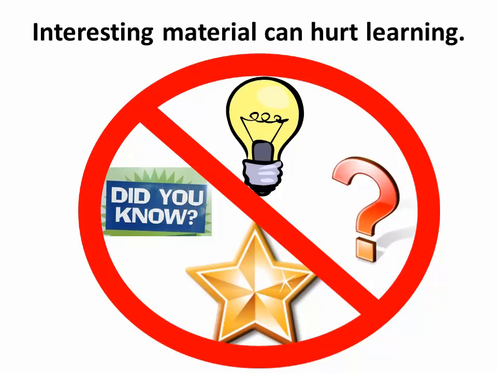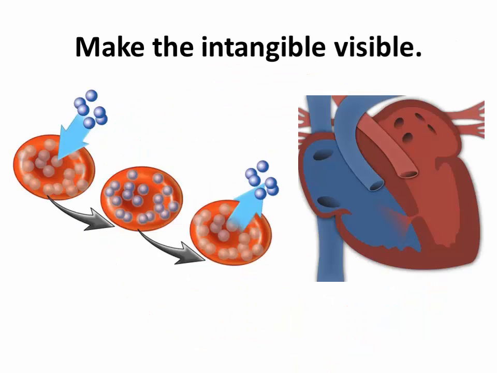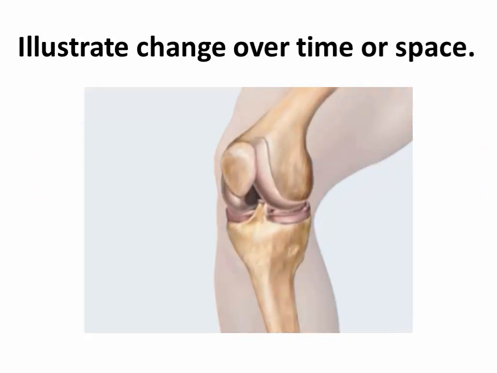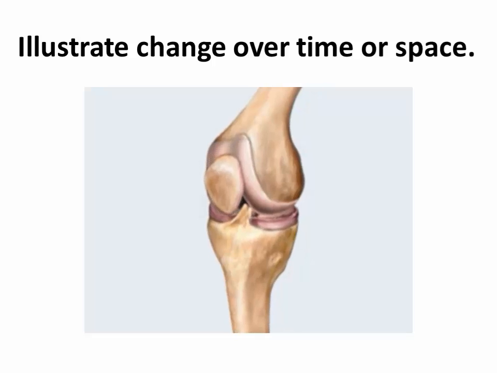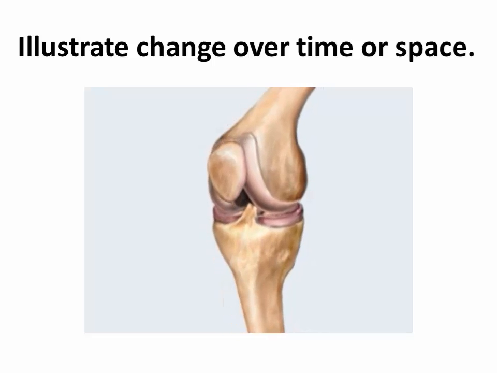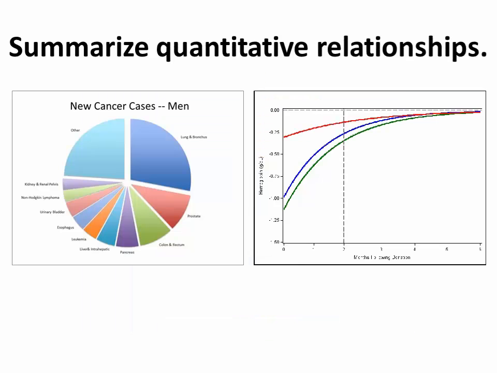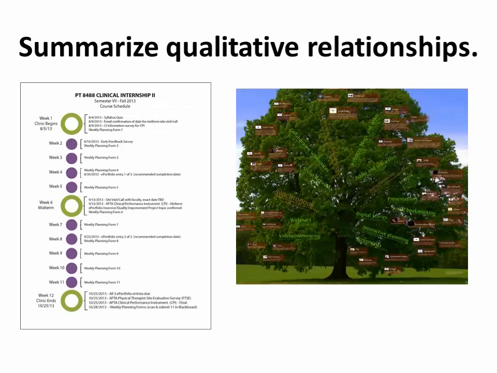Instead of decorative graphics or thematic clip art, use visuals to make intangible phenomena visible and concrete. For example, a drawing of a molecule or diagrams that illustrate blood flow through the heart. Illustrate changes over time or space. For example, a video showing how to operate a piece of equipment or how a knee joint works and the impact of knee replacement. Summarize quantitative relationships. For example, line graphs, pie charts, or a map of circles of different sizes. Or summarize qualitative relationships, such as with a matrix, concept map, or tree diagram.